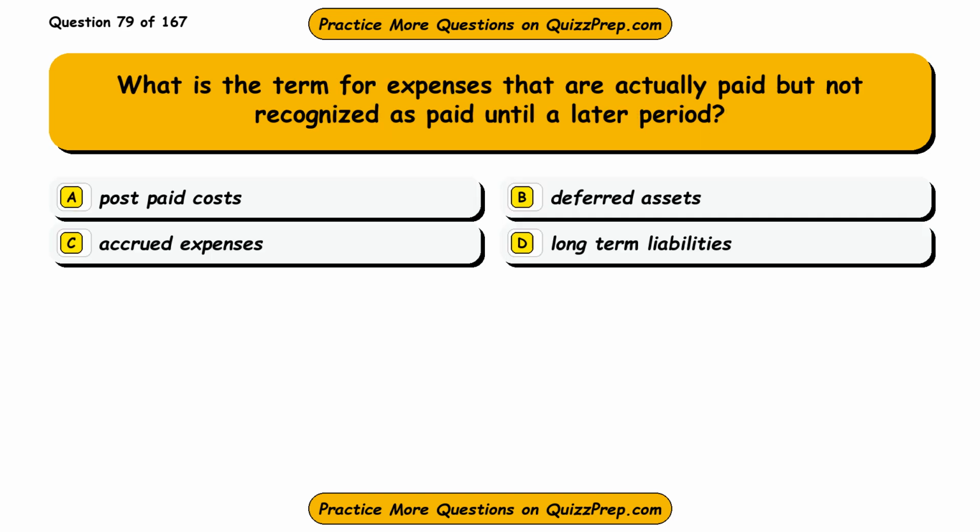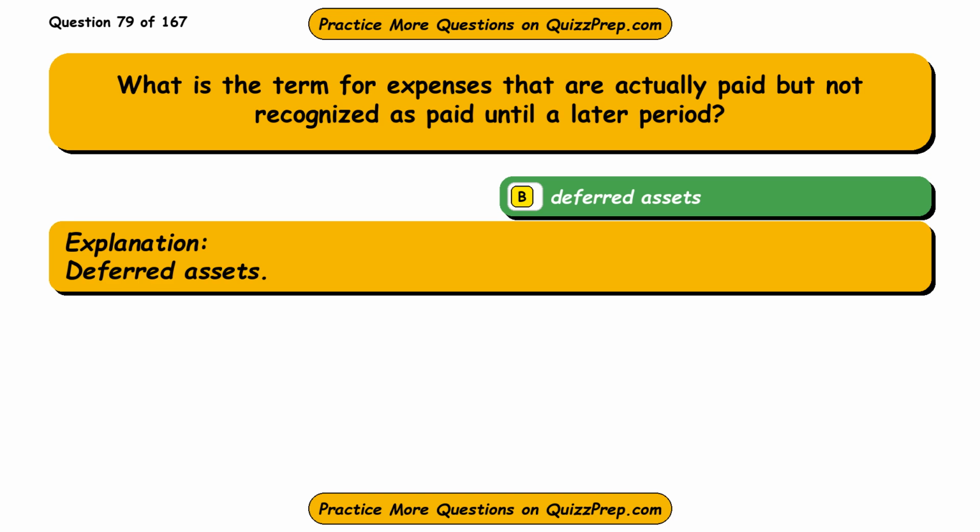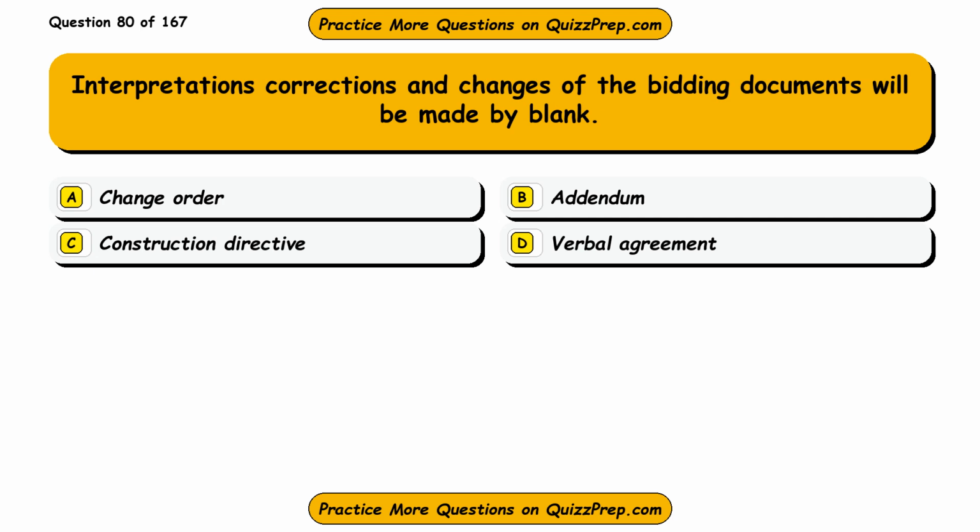Question 79. What is the term for expenses that are actually paid but not recognized as paid until a later period? Option A, post-paid costs. Option B, deferred assets. Option C, accrued expenses. Option D, long-term liabilities. The correct answer is option B, deferred assets. Deferred assets.